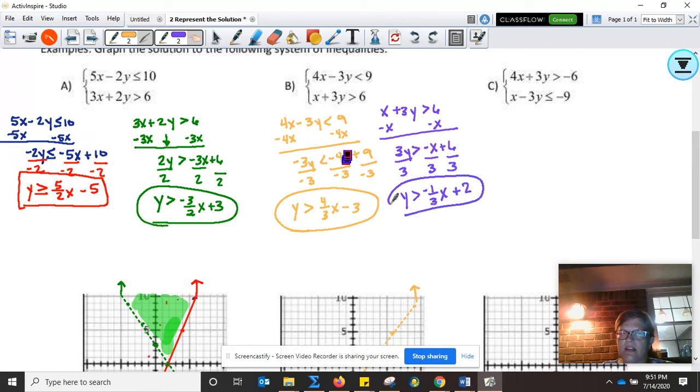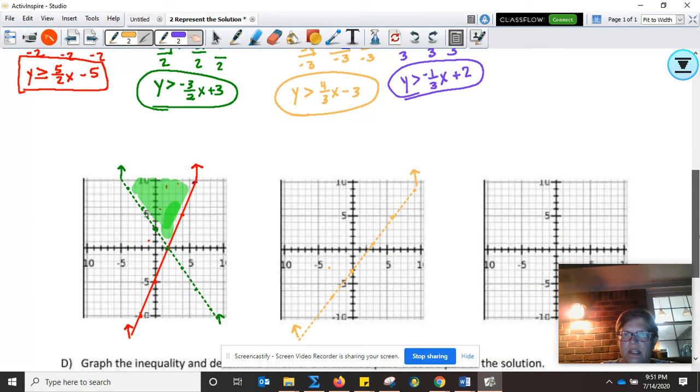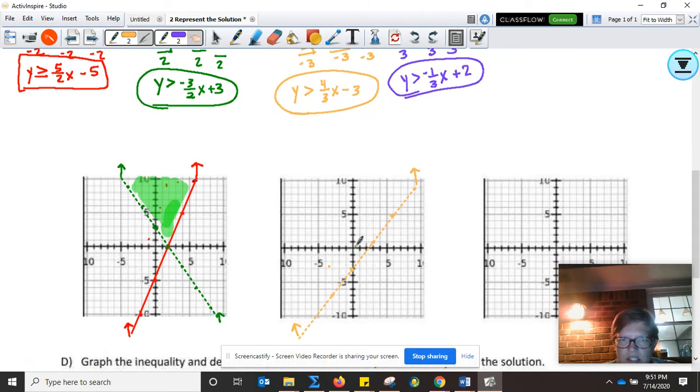Okay, so let's go ahead and graph this equation. Y is greater than negative 1/3 x plus 2. So I'm going to start with my y-intercept, which is 2. I'm going to go down 1, right 3. Down 1, right 3. If I can go down and right, I can also go up and left. Up 1, left 3. That's as far as I can go.